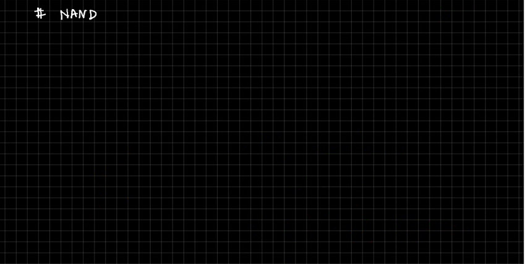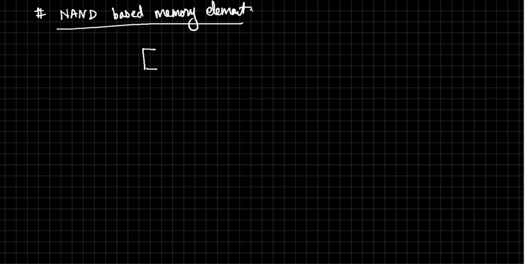Better to concentrate. NAND based memory element. I'm taking it very slowly here. Simply replace the NOR with the NAND. Make the same connections, in the crisscross fashion.